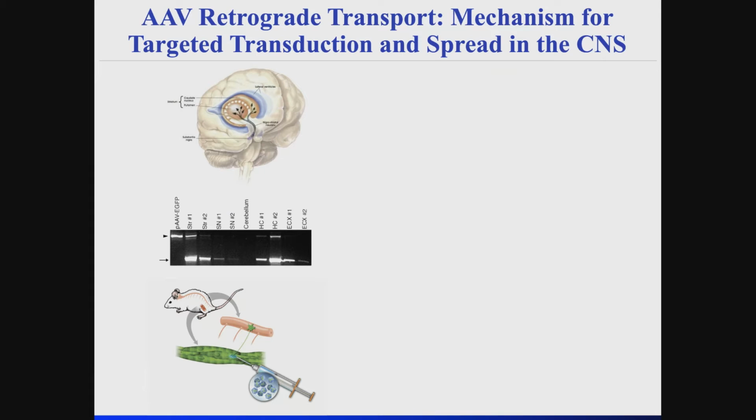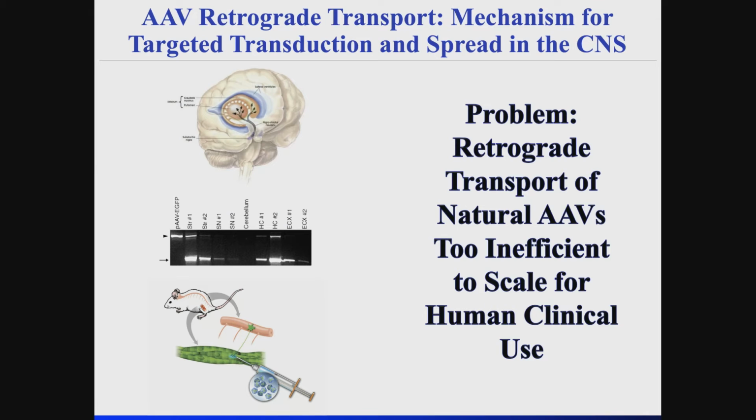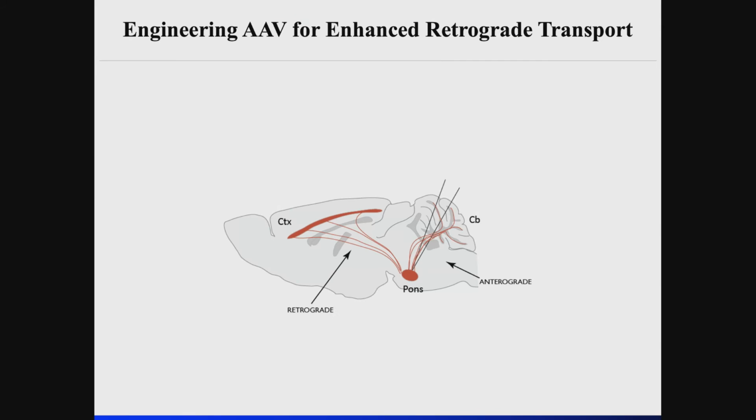So this was done in a mouse model of amyotrophic lateral sclerosis. Unfortunately, natural versions of AAV are very inefficiently retrogradely transported, and a company that tried to advance this into the clinic was not successful as a result.